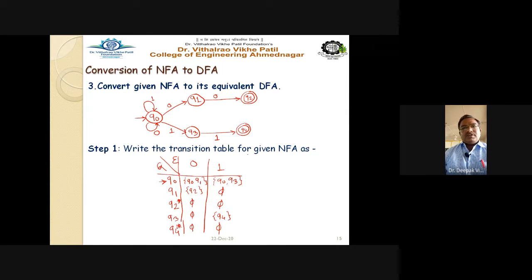Already I have told you that while writing the states in an NFA, always write them in curly brackets. You have to give the curly brackets. It is just a significance.